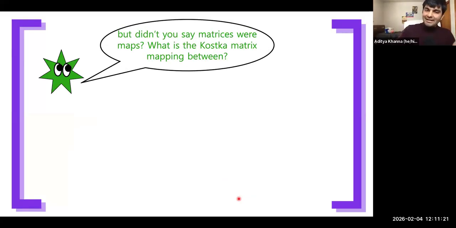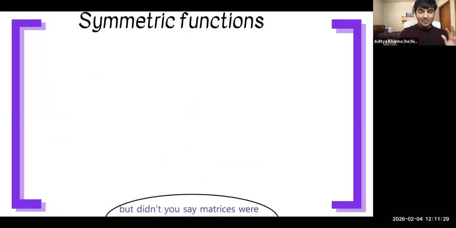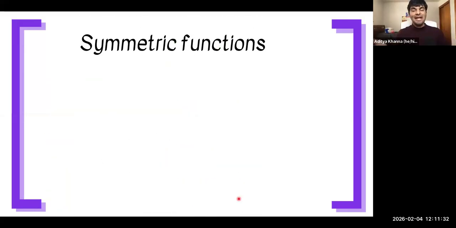Oh yeah, I did say matrices were maps, but that means the Kostka matrix should be mapping between something, right? Now let's see what's happening. This brings us to the main algebraic object of my study. These are called symmetric functions.